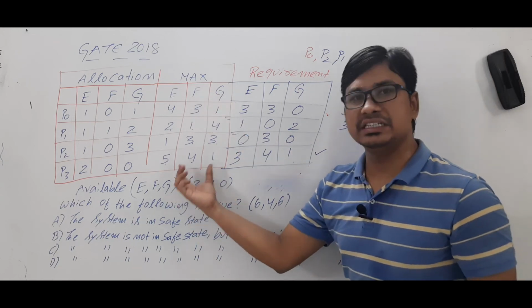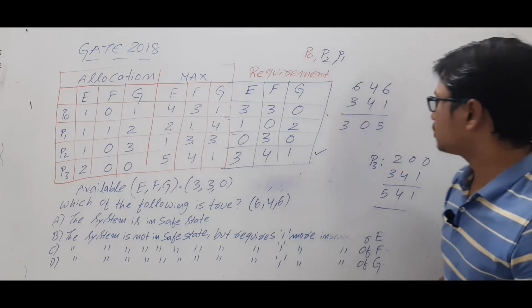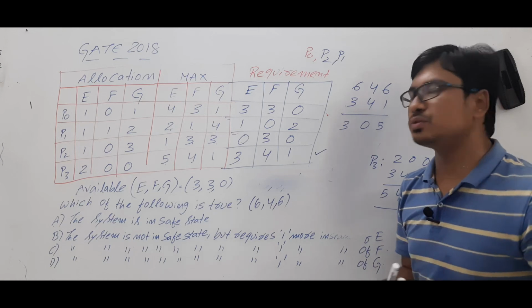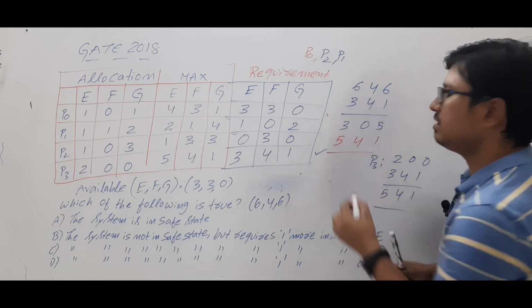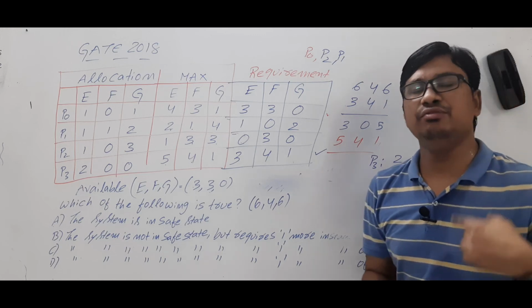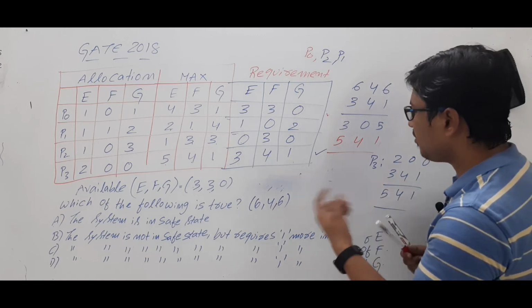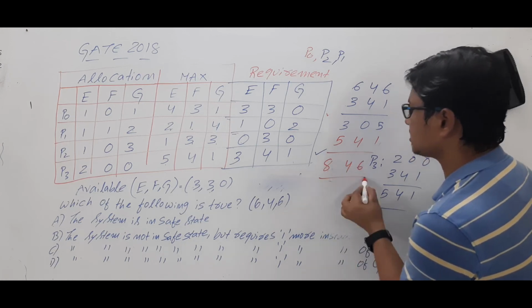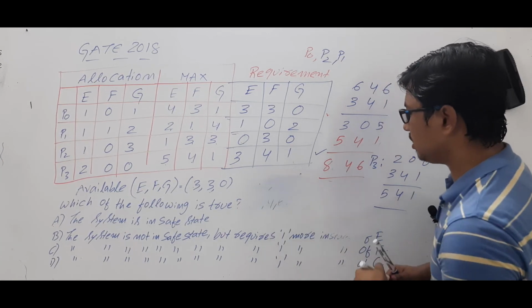So whatever it needs we have provided, so it will complete the task. Am I right? So it will complete the task and it will release resource E, resource F and resource G. So what has it released? It has released 5 instances of resource E, 4 instances of resource F, 1 instance of resource G. So after it releases, the availability will be 846. So this will be the availability. Are you able to understand it or not?